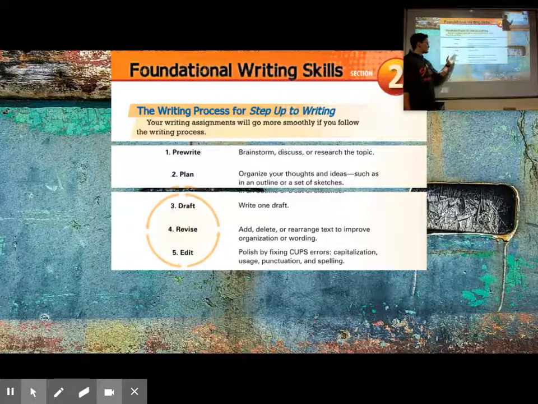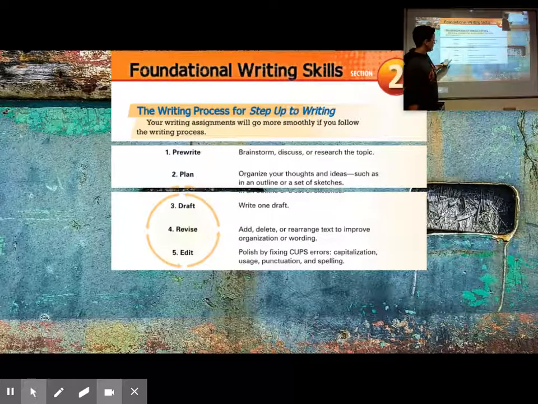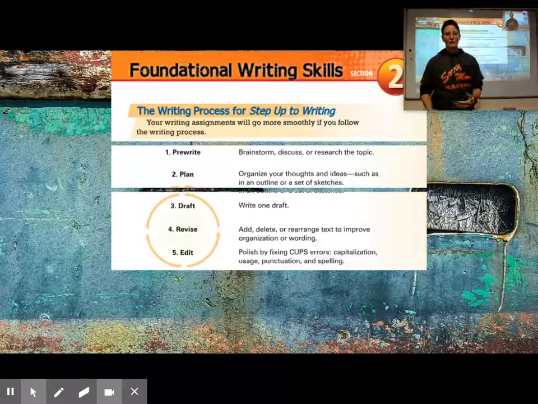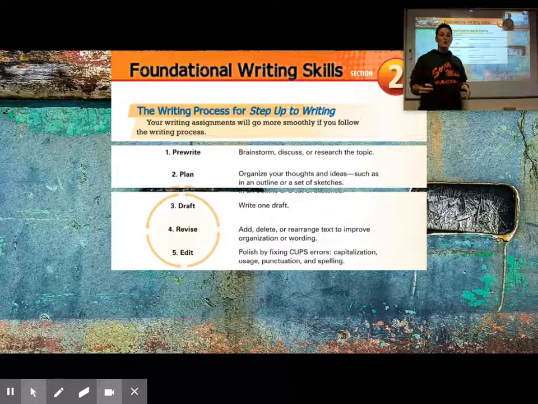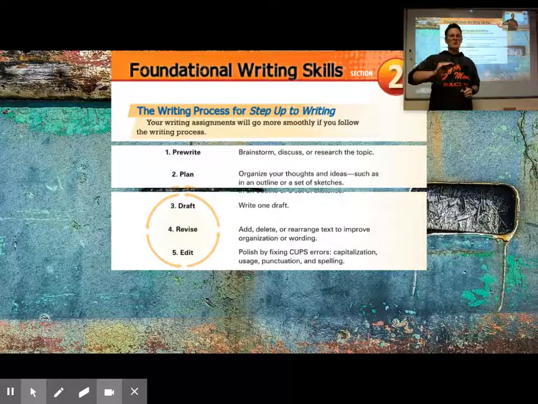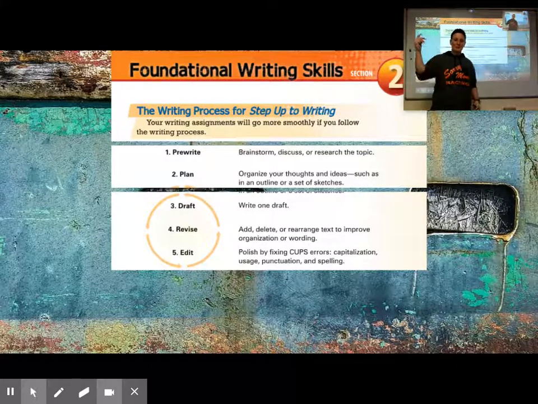Then we have draft, revise, and edit. The draft, revise, and edit, as you can see, has these arrows pointing in a circle. Okay, this is the part that happens over and over and over. You write a draft, you revise it. The revise is where you just reread it and you say, oh, this sentence would make more sense in paragraph 2. This sentence would make more sense in paragraph 3.